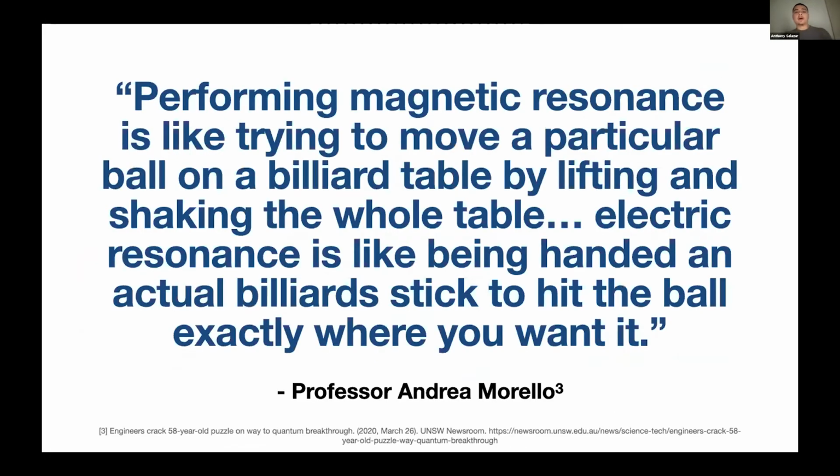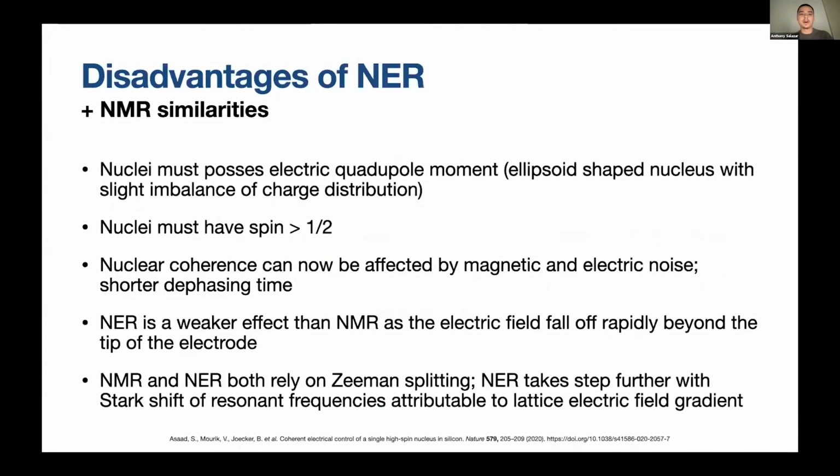So this is a really nice quote from the lead investigator. As you can see, performing magnetic resonance is like trying to move a particular ball on a billiard table by lifting and shaking the whole table. Whereas electric resonance is like being handed an actual billiard stick to hit the ball exactly where you want it. So if there's anything you take away from this talk, I think that's a really nice quote that summarizes it all.